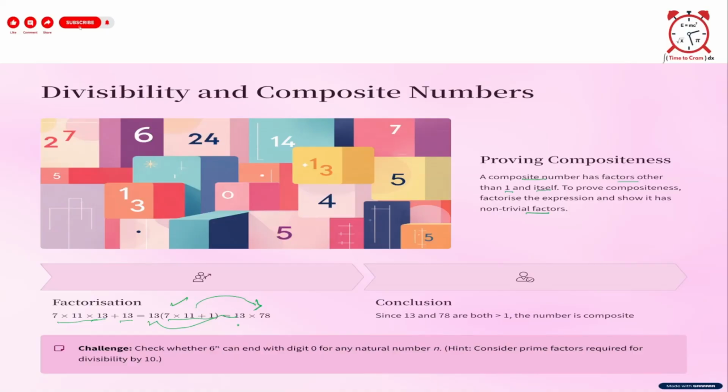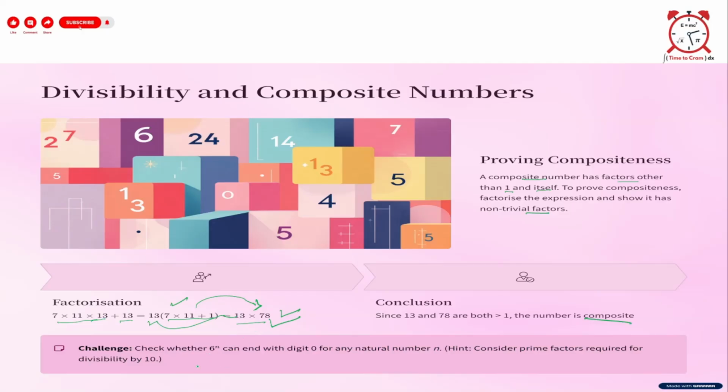So you can see that other than 1 there are two more factors here, 13 and 78, and also you know that 78 has more factors. So the conclusion is what? 13 and 78 are both greater than 1 and the number is composite. So in that way we have to write the conclusion in our answer.